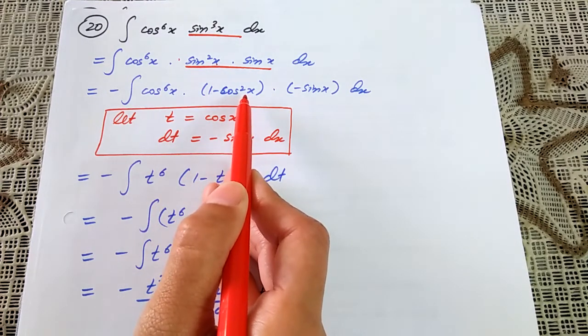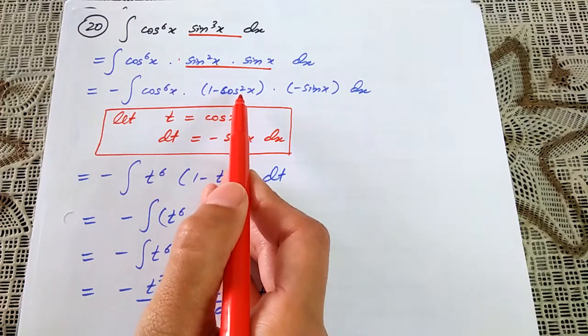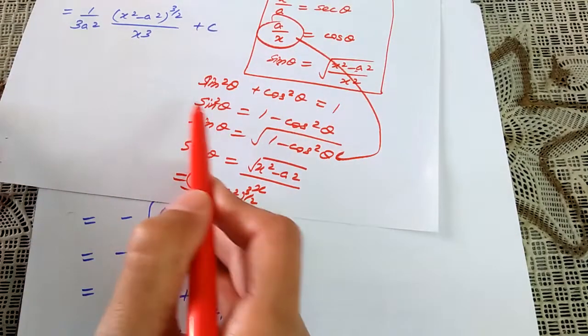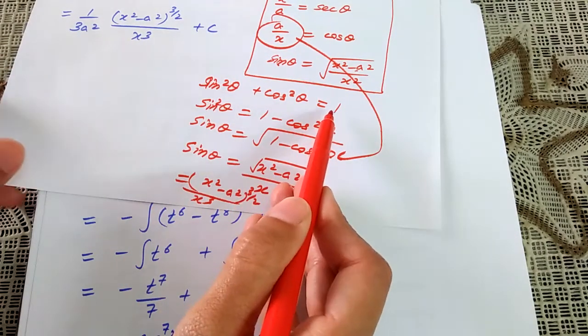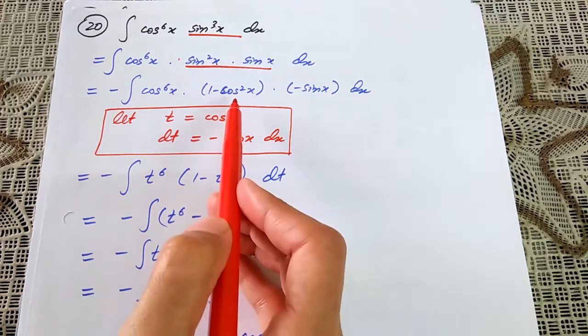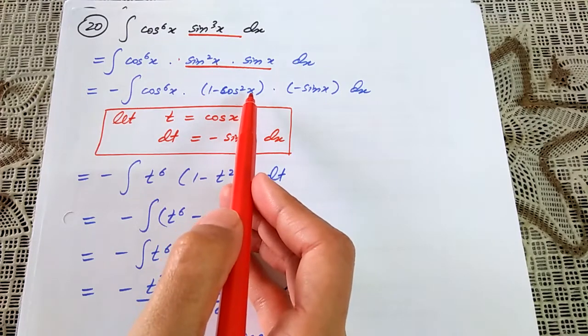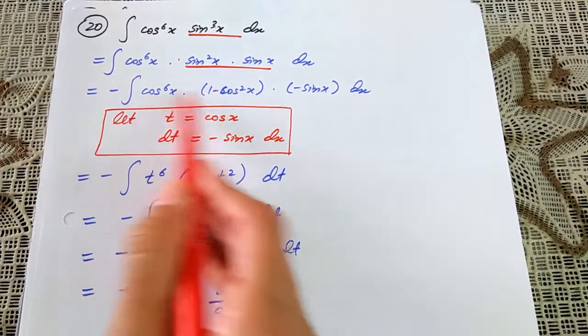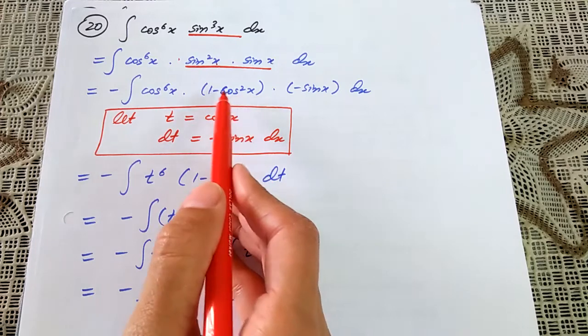by using an identity. Which identity? This one: sine square of theta plus cos square theta is equal to 1. Just take the value of sine square of x from there and I will get 1 minus cos square of x. Now these functions are in cos function.